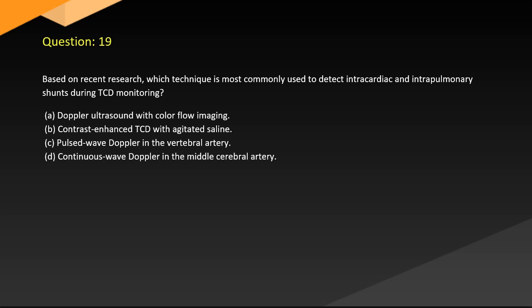Question 19. Based on recent research, which technique is most commonly used to detect intracardiac and intrapulmonary shunts during TCD monitoring? A. Doppler ultrasound with color flow imaging. B. Contrast-enhanced TCD with agitated saline. C. Pulsed wave Doppler in the vertebral artery. D. Continuous wave Doppler in the middle cerebral artery.